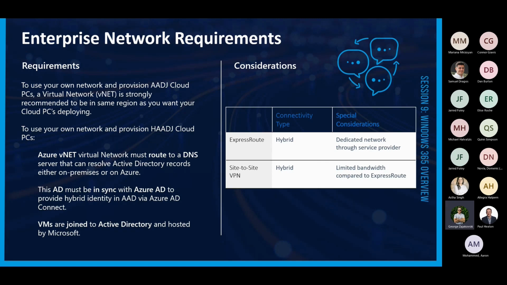The Azure VNet needs to have a route to the DNS server so that when VMs are domain joined, they can contact your domain controller. Your on-prem Active Directory must be in sync with Azure AD, and then the VMs are joined to Active Directory and synced up via the Azure AD Connect Sync tool to turn them into hybrid Azure AD joined machines.